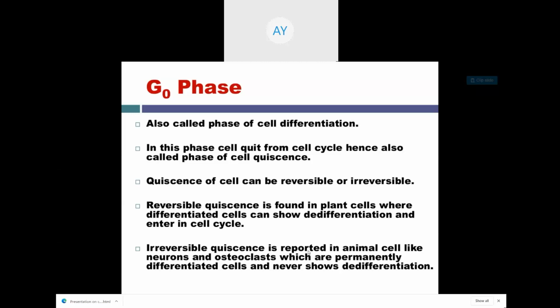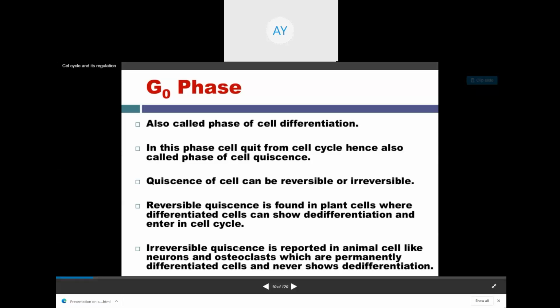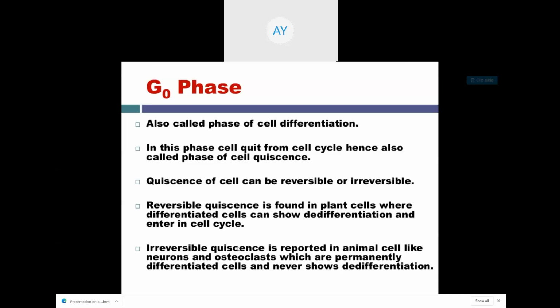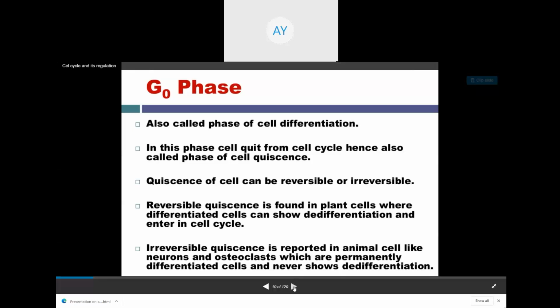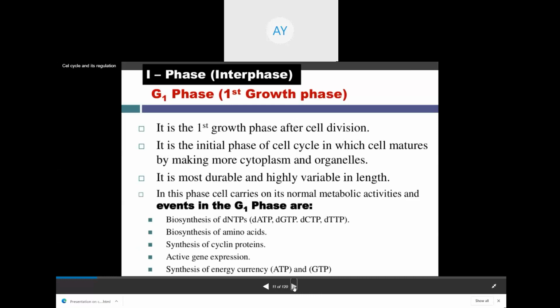Okay, so generally plant cells show reversible quiescence and animal cells show irreversible quiescence. G0 means the quiescent phase, that is the dormant phase where there is no activity, either synthesis of raw material like DNA, RNA, protein, or division of the cell. Both events will be absent when the cell goes into the G0 phase.